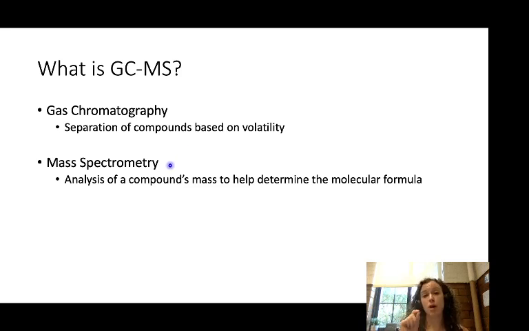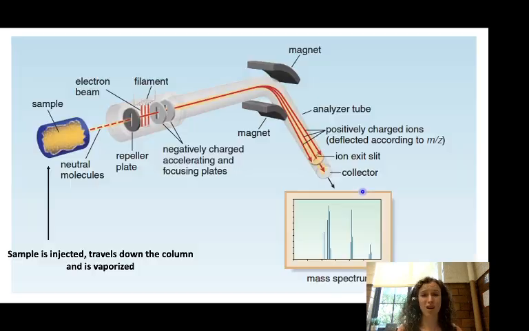Now that is followed up by mass spectrometry. A mass spectrometer is this really intense instrument that can measure mass of very small things. It can help us determine the molecular formula of the thing we're looking at. Or in our case, it'll confirm the identity of our product. So let's talk a little bit about the instrument itself.